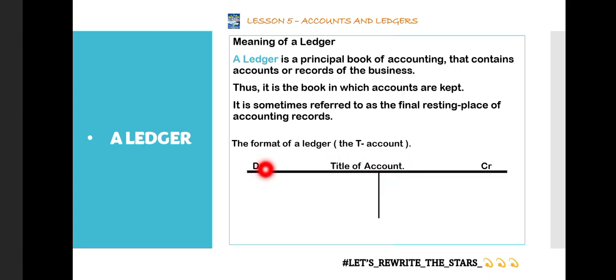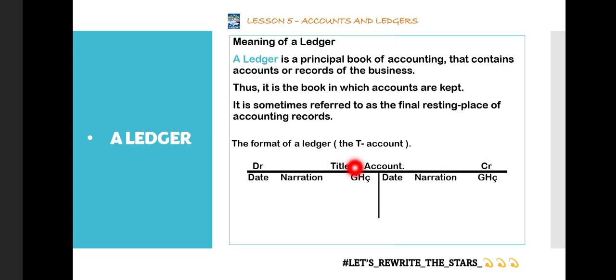Now this DR represents debit, the debit side, and CR represents the credit side. It's not necessary for you to write it, but for us to see the format, that is why it has been introduced here for you to know that the left side is the debit and the right side is the credit, but not necessarily for you to write DR and CR on top. All that is needed on top of the line is the name of the account you've identified.